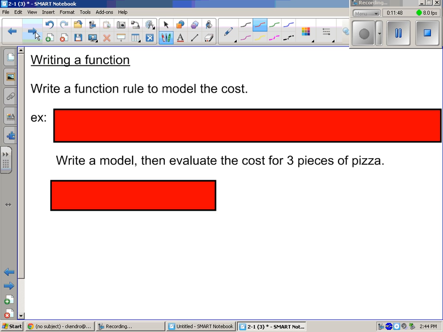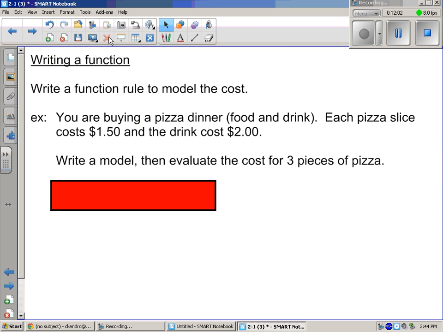All right, last example we're going to do. This time we're going to have to come up with our own function. So write a function rule to model the cost. Okay, to do that, we need to know the situation. And I think the situation is actually going to be about food. So here's what's going on. We're going to go and buy pizza dinner.